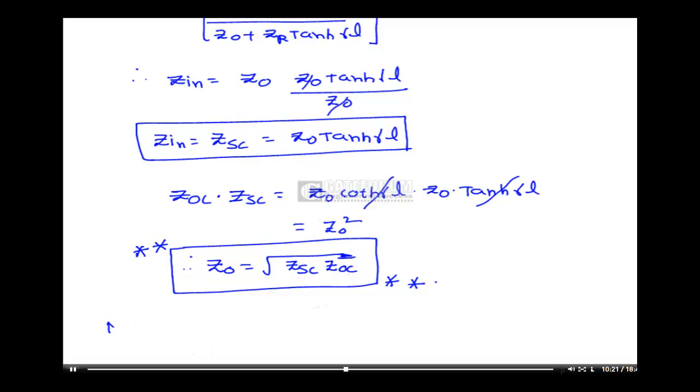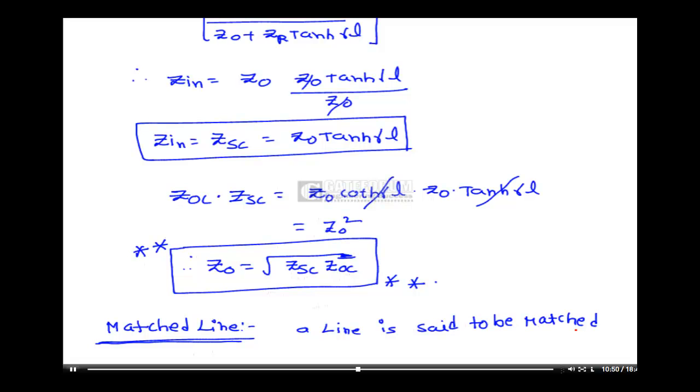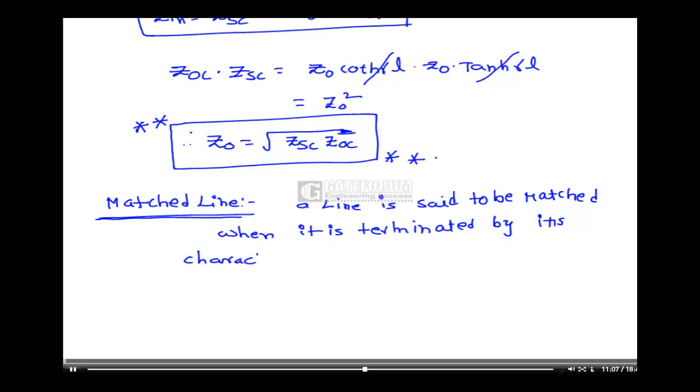Next one is matched line. That is, a line is said to be matched when it is terminated by its characteristic impedance only. That is the case of a matched line.